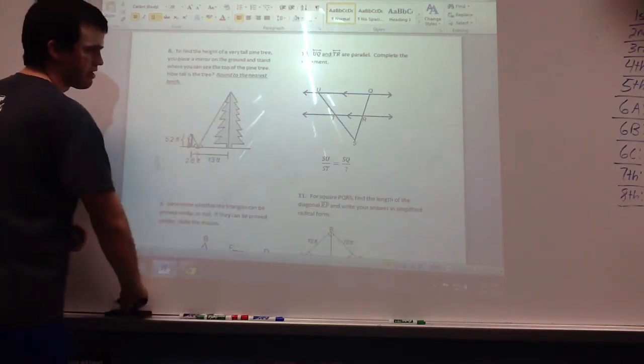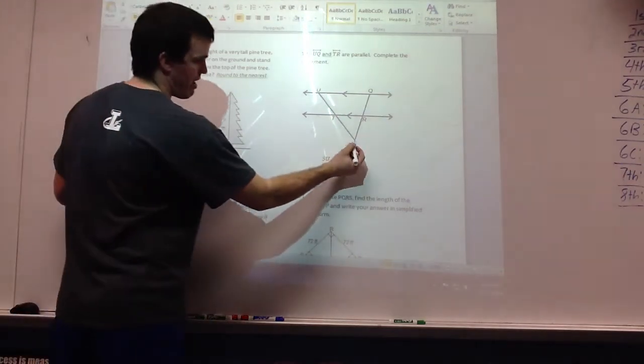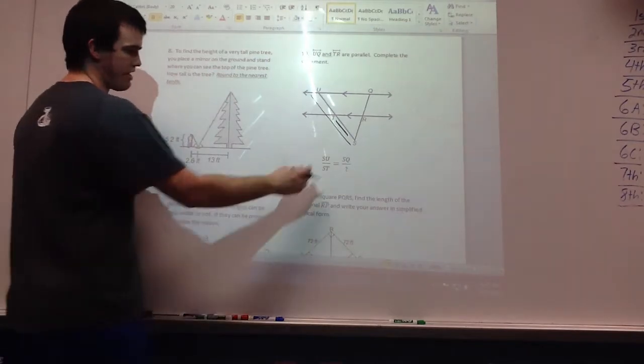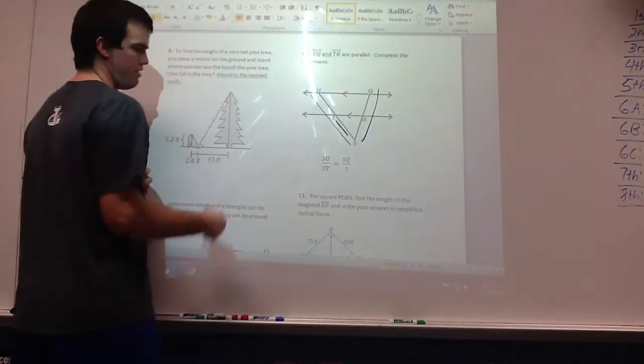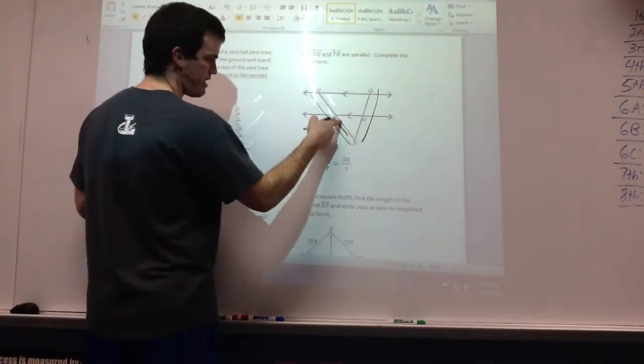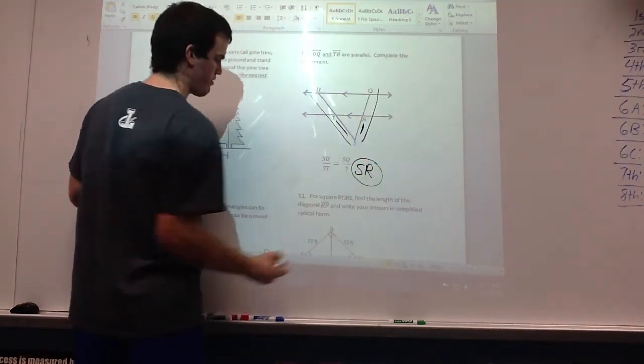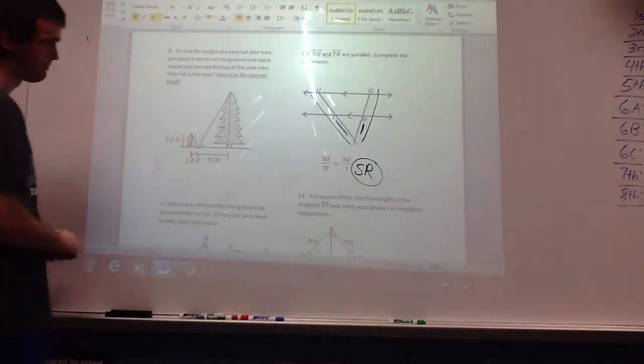On number 10, just look at what is set up for my proportion. So I have SU, which is the whole side, over ST. I then have SQ. Well, what's that going to be over? Well, ST is right here. What matches to ST? SR. So number 10 is SR.